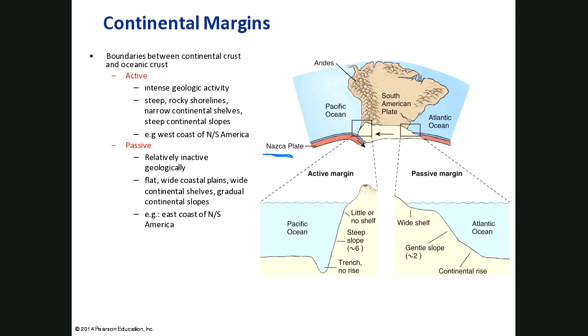And there's not going to be this gradual lessening of the slope like you see over on the other side in the passive margin. See, the passive margin, you got a wider shelf. The slope is more gentle, and there's this thing called a continental rise. So on the active margin side, you're going to get plates pushing together, and on the passive margin side, it's the trailing edge of the plate. You notice the Nazca plate, the one in the red, there's no subduction occurring over here.